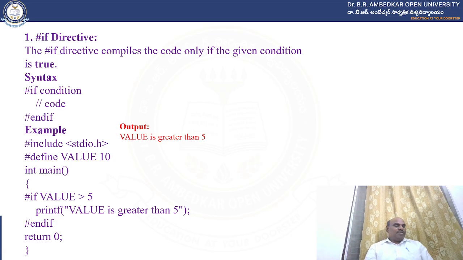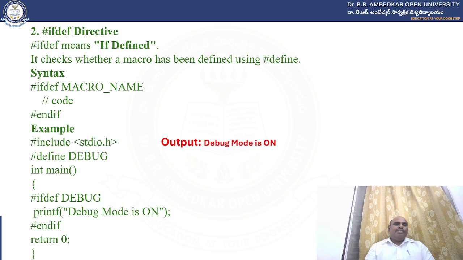Next, I think you understood the if directive. What is my if directive? Conditional based compiling: if the condition is true, then compilation will be done. What is the heart of this program? Value greater than 5, this is the key step. Here the value is actually 10, which is greater than 5, so automatically it is printed. Output is greater than 5.